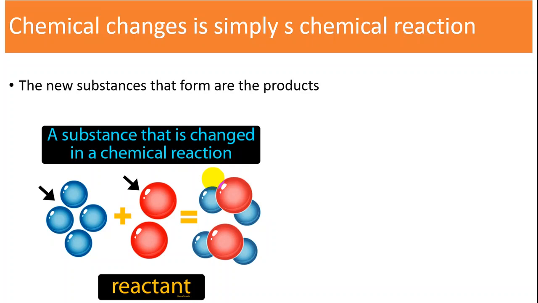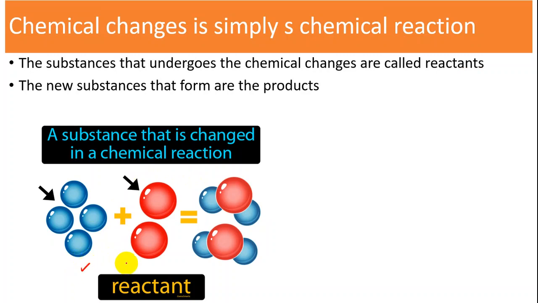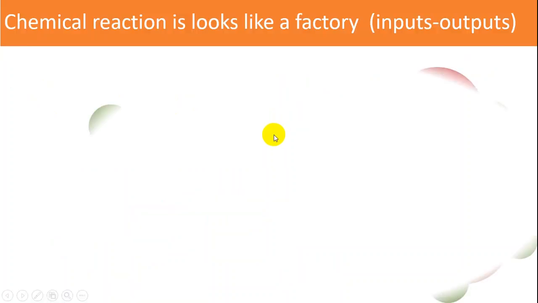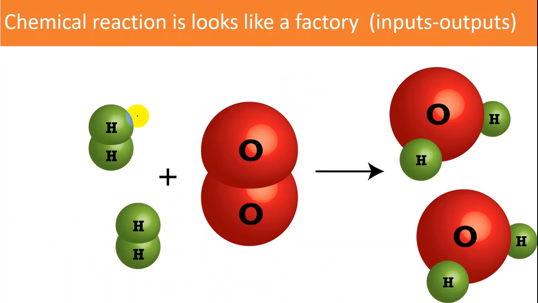So a chemical change is simply a chemical reaction. The new substance that forms is the product. The substances that react with each other are classified as reactants, and the one which is produced is called the product. So the substance before the chemical change is called the reactant, and the substance which results from the chemical change is called the product. This is a chemical reaction in which hydrogen reacts with oxygen to produce water. Hydrogen is H2, oxygen is O2, to produce water, which is H2O.